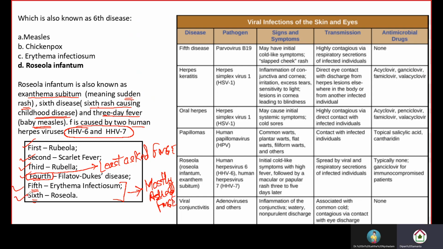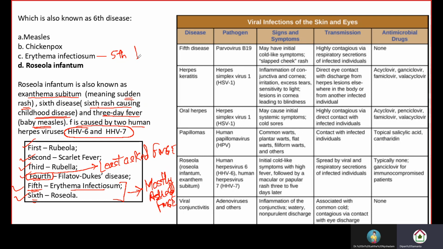Fifth disease and sixth disease, erythema infectiosum and roseola. So, viral infections of the skin and eyes. We will see fifth disease. These are the first, second. Each one of these they can directly ask. Fifth disease is erythema infectiosum. So you need to remember each one of these.